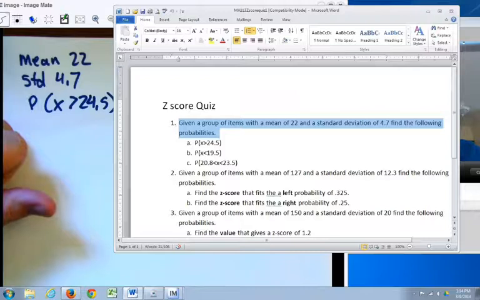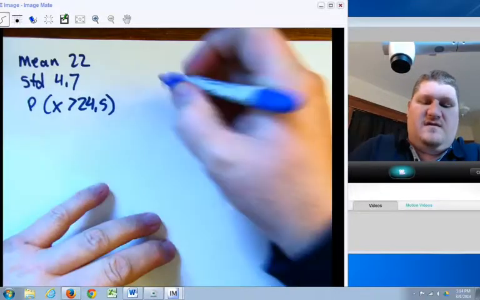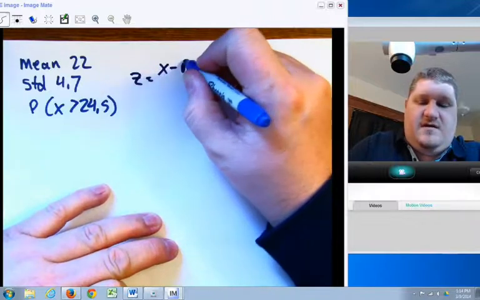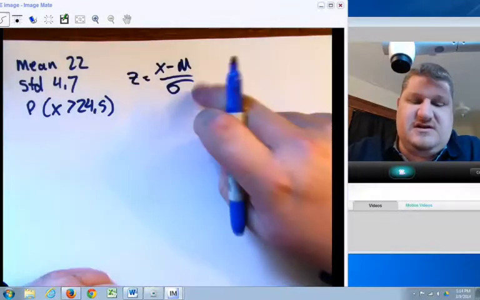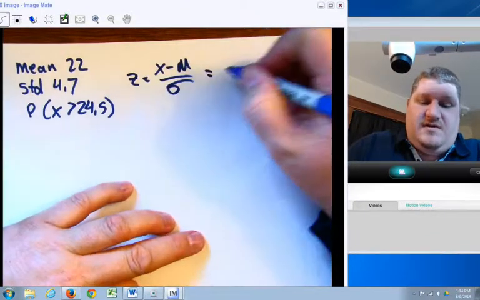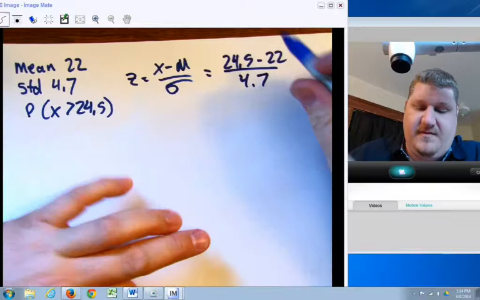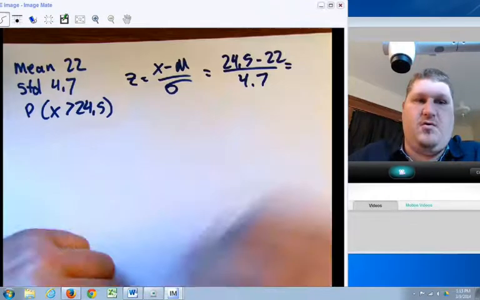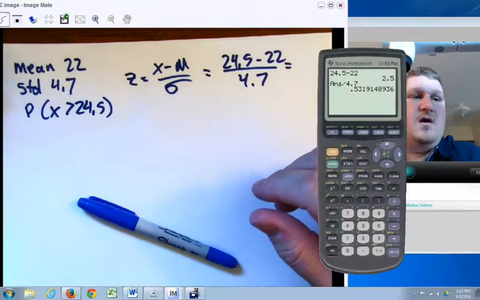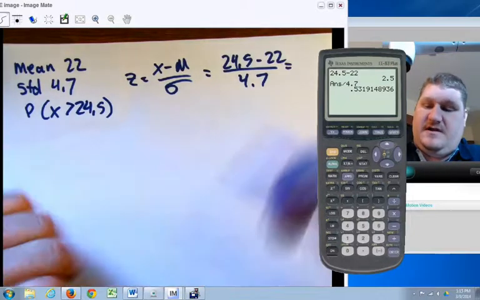Now, you'll want to also make sure you have your probability distribution calculator pulled up and ready to go. Obviously, anytime we're doing a z-score, z equals x minus mu over sigma. You'll notice it's this one because we're not talking about groups, we're talking about an item. So in our case, 24.5 minus 22 all over 4.7. If we run this calculation through the calculator, we come up with 0.532.